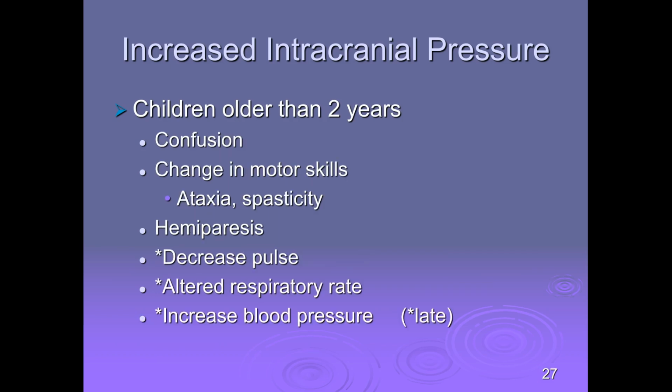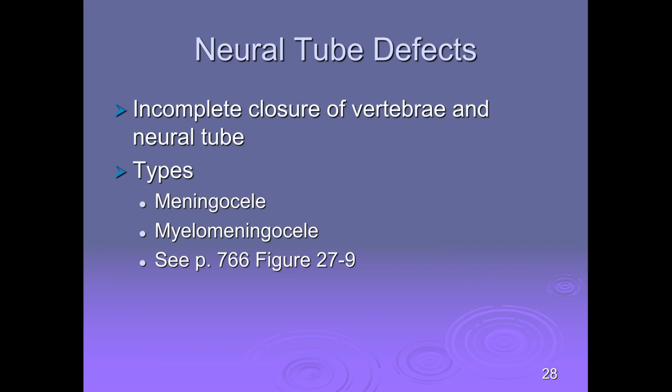So, something else that I wanted you to think about with increased intracranial pressure, particularly in the adolescent population, would be mood swings. They're already having mood swings because they're teenagers, but they can be worse with worse ICP. Confusion, change in motor skills, hemiparesis, and then Cushing's triad would be late signs. You're in a lot of trouble then, and they should probably be in the OR.